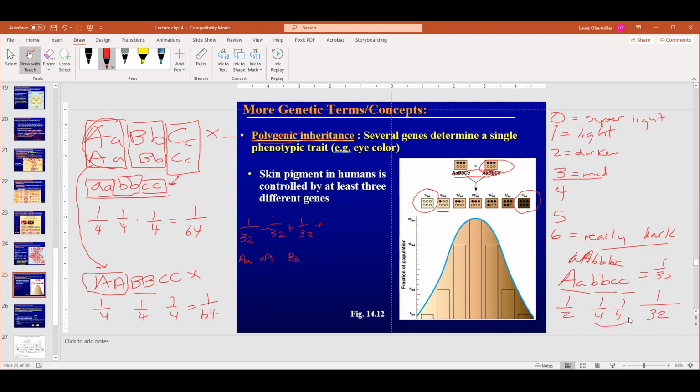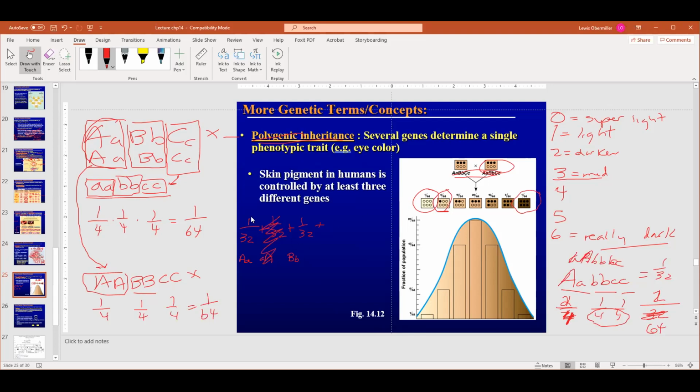Did I do this math wrong? One-fourth times 1/4 is 1/16. Oh, I don't have the common denominator, so I have to do this. Sorry, so this is 2/64, which now puts me with the same denominator.